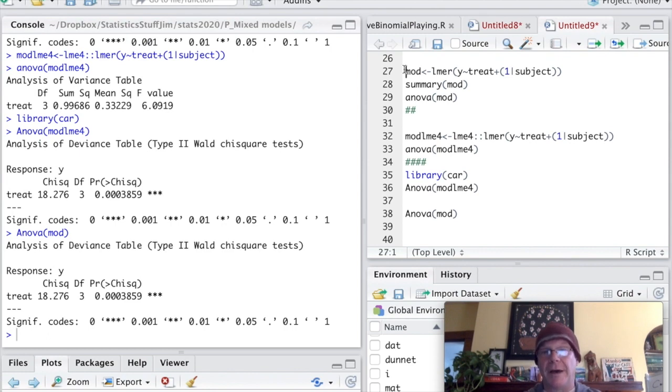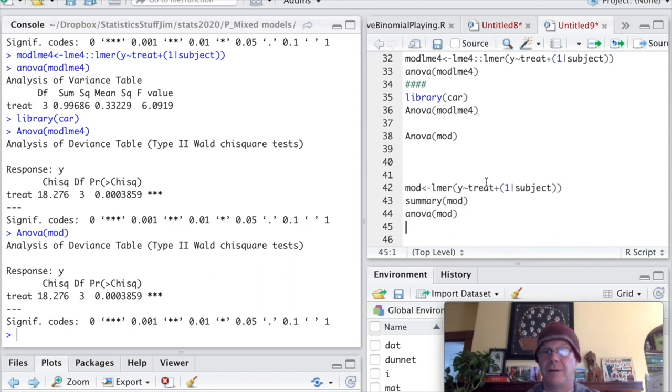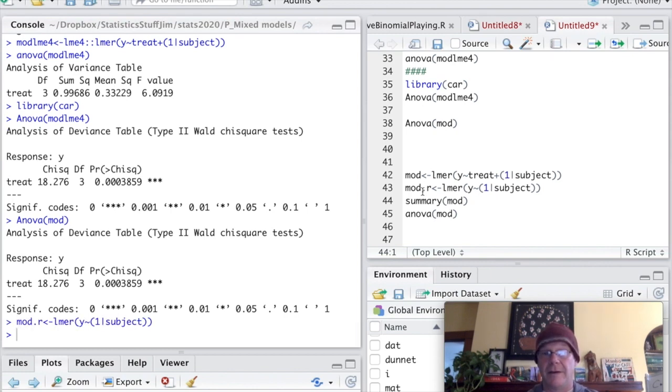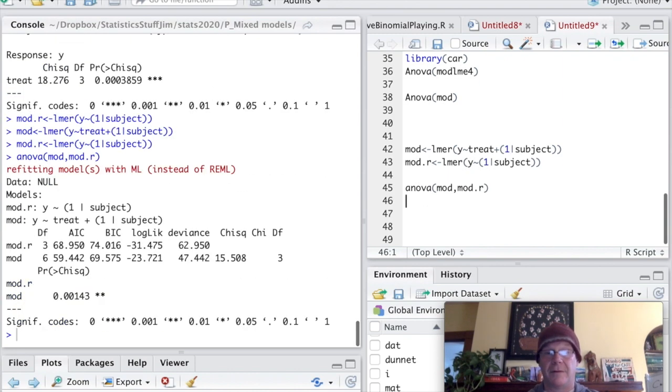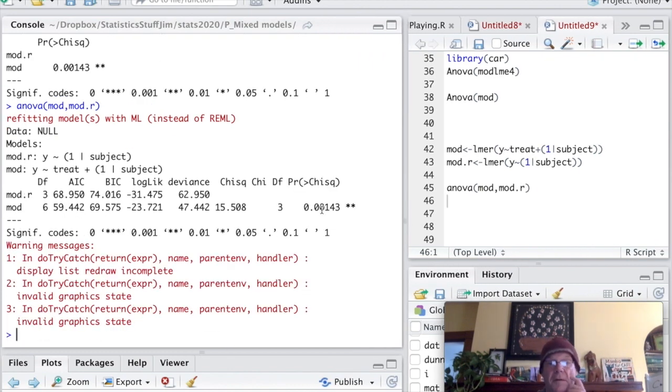And then of course the last way, let's just make sure that we are all good here. We could also create a reduced model. I'll call it .r, where all we're doing is estimating the error. And then we could compare that reduced model with our more complicated model, and there would be the associated p-value with that. What that's telling us is that the model that included treatment is a better model than the model that didn't include treatment. So again, here's the three kind of standard ways in which we can do hypothesis testing on such a mixed model.